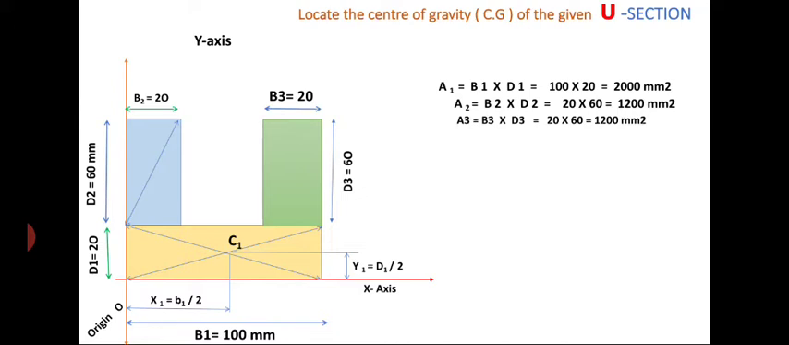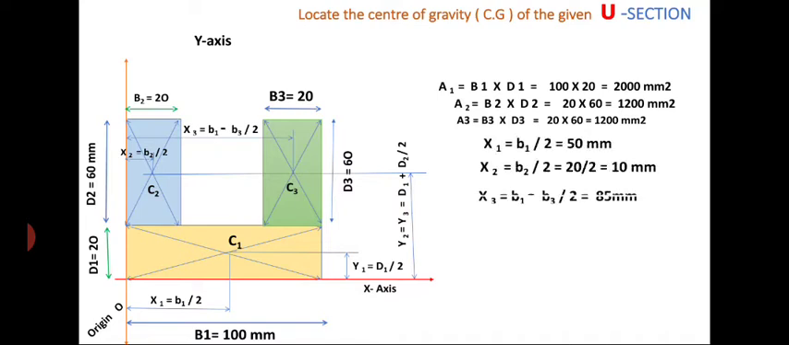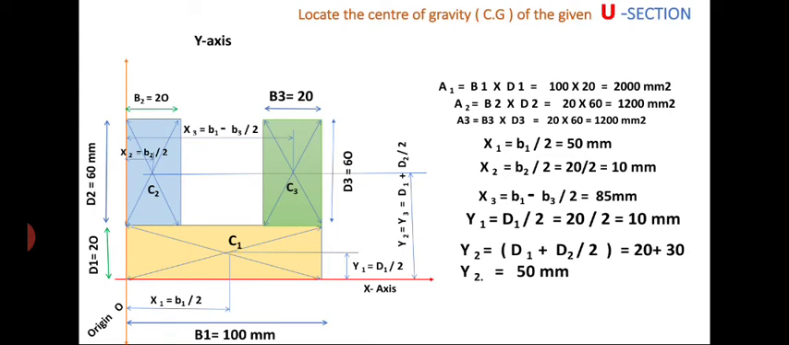In a similar way, I am drawing the diagonals for the second rectangle to locate centroid C2 at a distance of x2 equal to b2 by 2 and y2 equal to d1 plus d2 by 2. In a similar way, C3 is the centroid of the third rectangle at a distance of x3 equal to b1 minus b3 by 2 and y3 equal to y2 equal to d1 plus d2 by 2. These are the values, and these values are written in tabular form in the next slide.